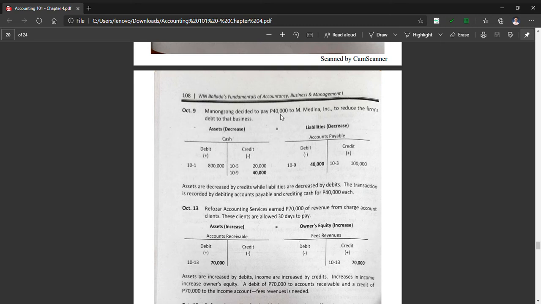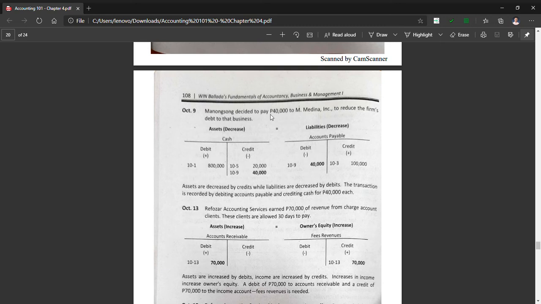So kapag lumiit ang utang natin, remember, ang utang is a liability. And liability is on the right side of the accounting equation. So any increases in the liability should be on the right side or the credit, while any decreases in the liability should be, of course, kabaliktaran on the left side or the debit side. So we will be recording the decrease in liability by debiting 40,000 in the accounts payable.